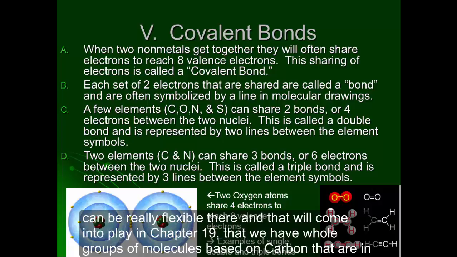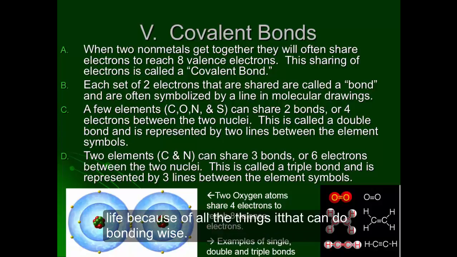So carbon can be really flexible there, and that'll come into play in chapter 19, that we have whole groups of molecules based off of carbon that are in life because of all the things it can do bonding wise.